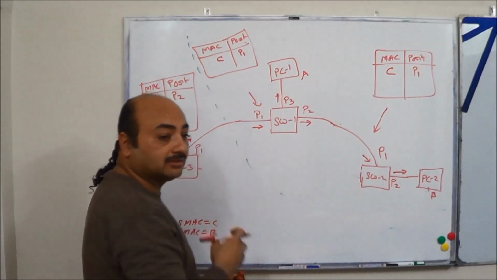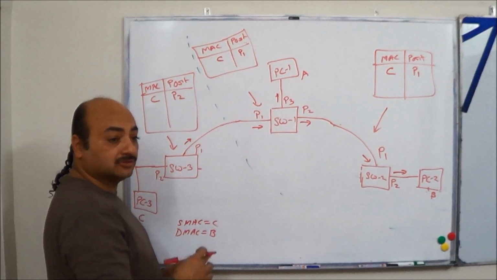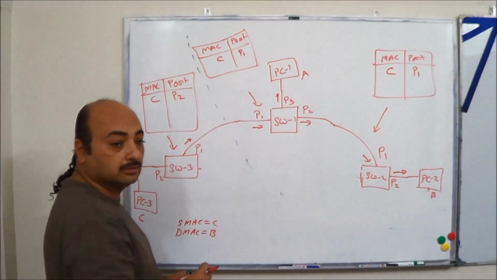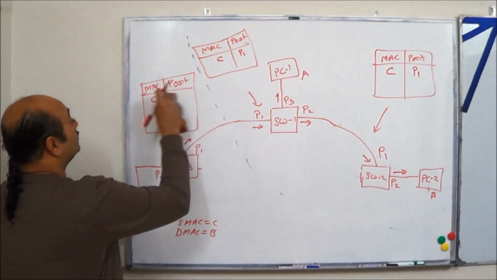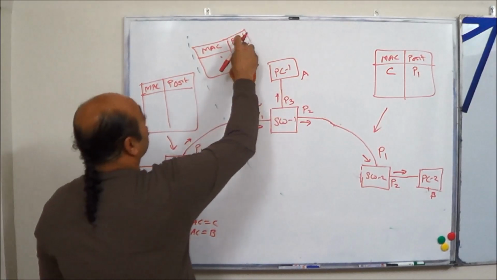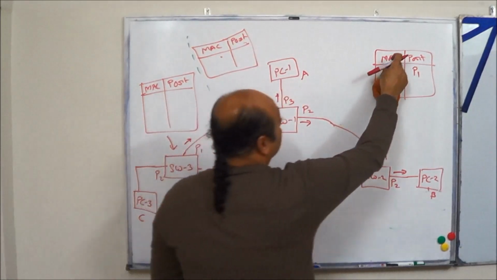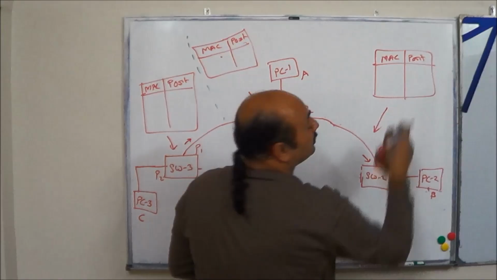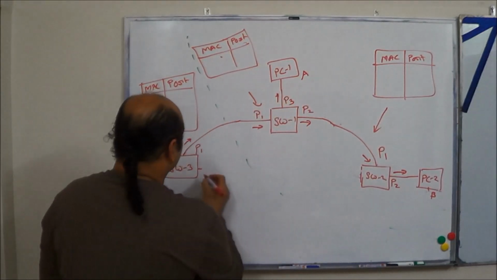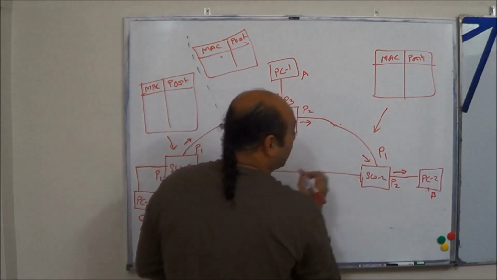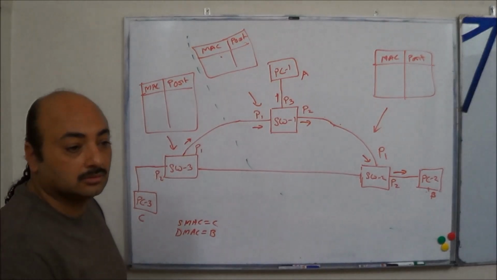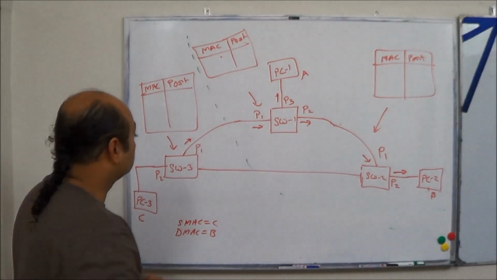Now let's study it again when there are two paths, starting from the beginning, assuming there is nothing here. These MAC tables are empty. Let's study this path when we had these two paths.